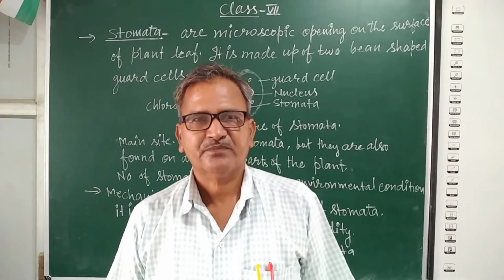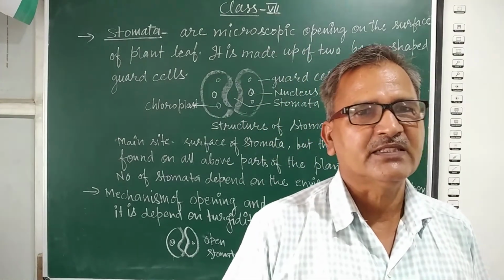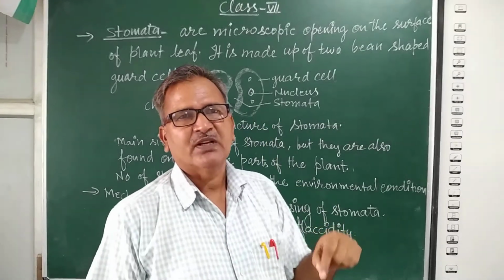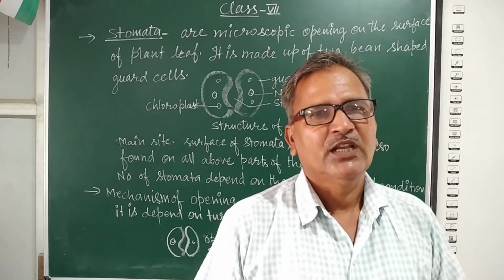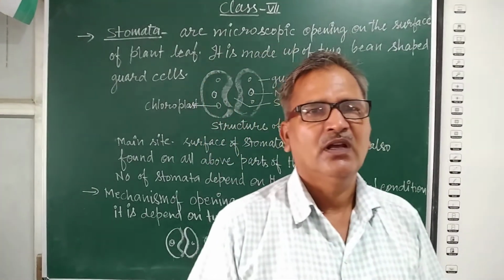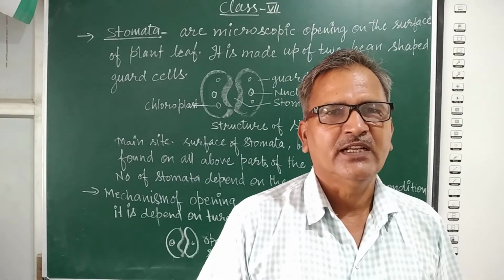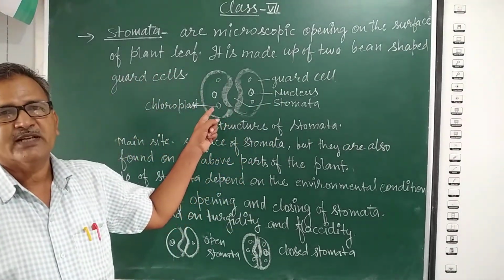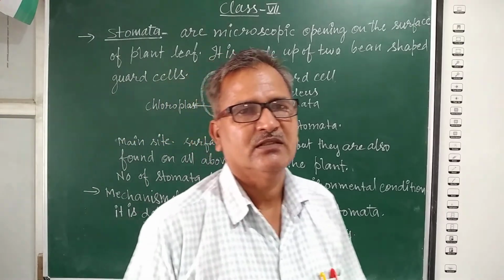During the night, the carbon dioxide gas which is produced is released through this stomata, but during the day, the carbon dioxide gas which is produced during respiration is used in the process of photosynthesis. So there is no liberation of carbon dioxide by the plant during the day through the stomata. So the stomata help in respiration and in photosynthesis.